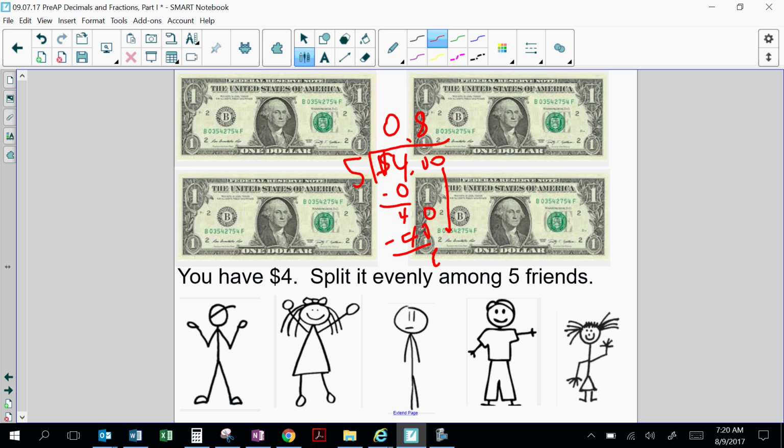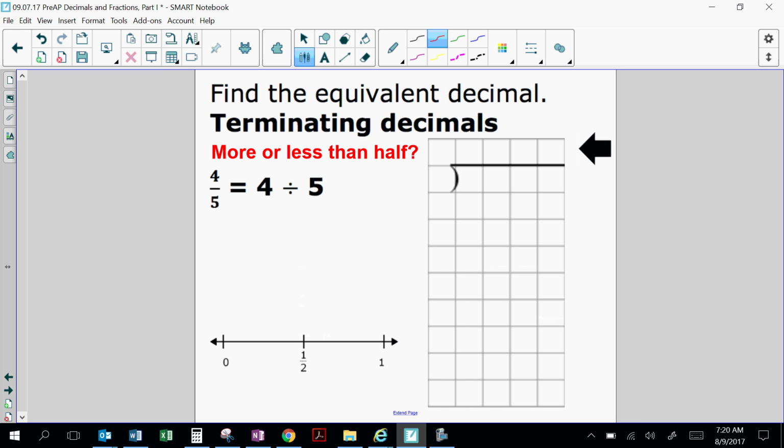Bring down the 0. Can 5 go in 0? 0. So it is 80 cents. So this person will get 80 cents, and so on for each of the 5 people. To check your work, 5 groups of 80 cents is $4. Well, because of this, you just learned how to turn a fraction into a decimal.